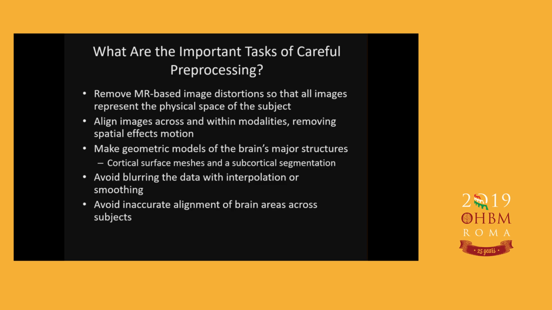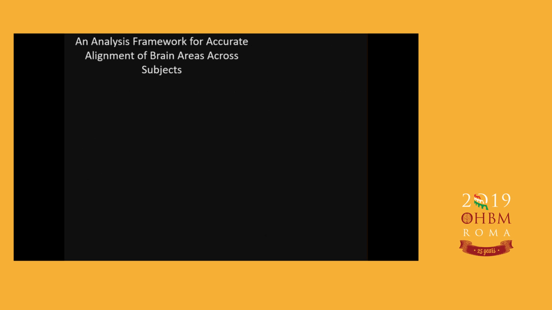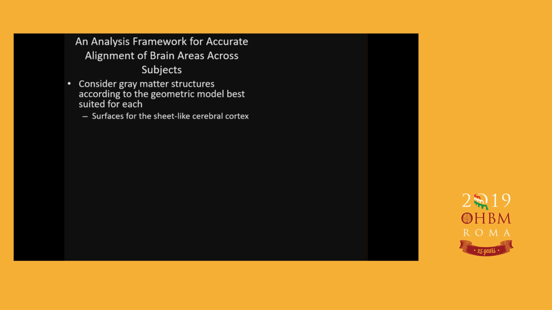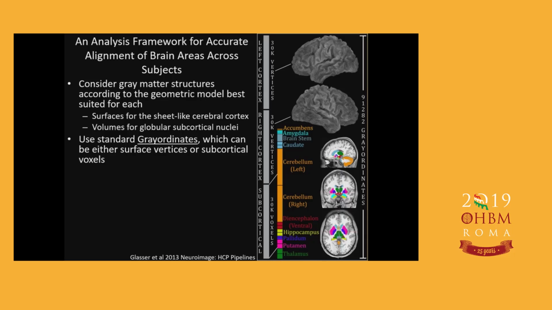Also, we want to get areas aligned up across subjects. And so that raises the question of how should we format our data to be able to maximize cross-subject alignment. And so the HCP developed a new framework for analyzing fMRI data and other kinds of data. And we're going to consider the gray matter structures according to the geometrical model that is best suited to each of those. So that means surfaces for the sheet-like cerebral cortex and volumes for the globular subcortical nuclei.